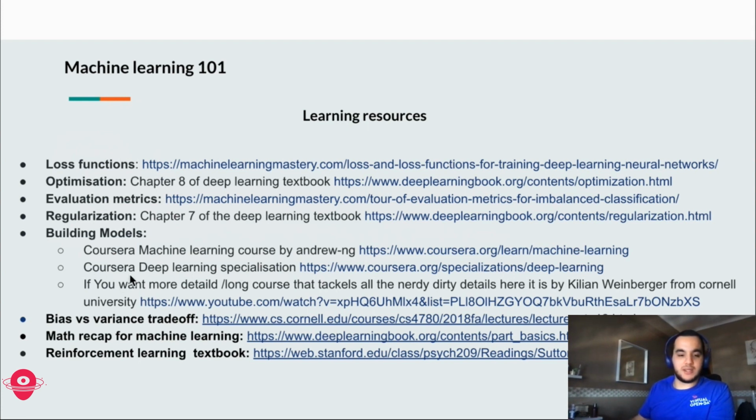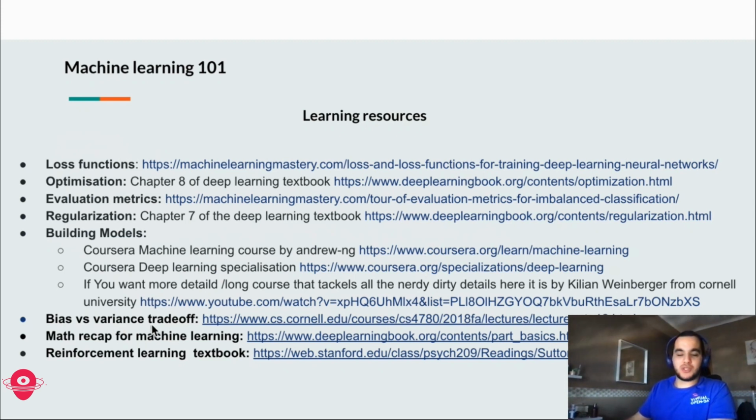But Coursera courses tend to be very short, and sometimes they do skip certain details. So if you want to get full details about the things that we talked about, I would highly recommend you check this course by Cornell University, which is about 34 lectures long, but it touches every nerdy, dirty detail of machine learning.